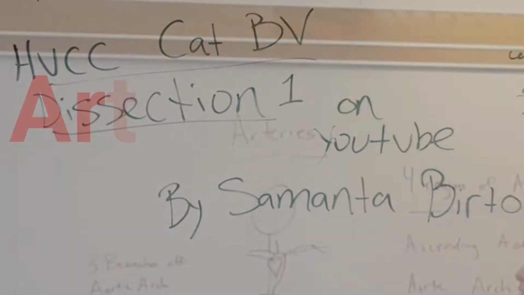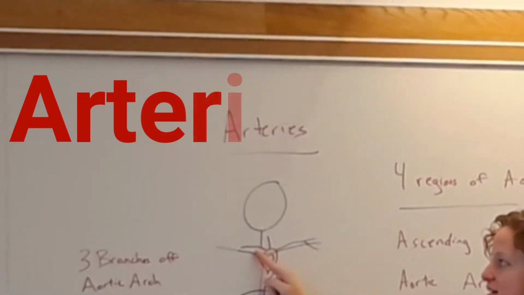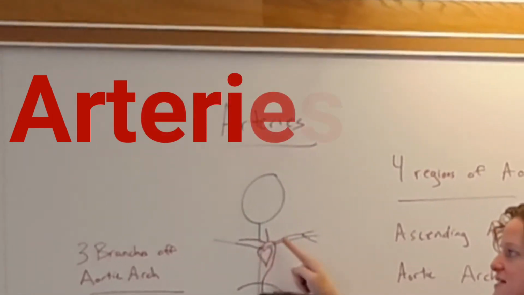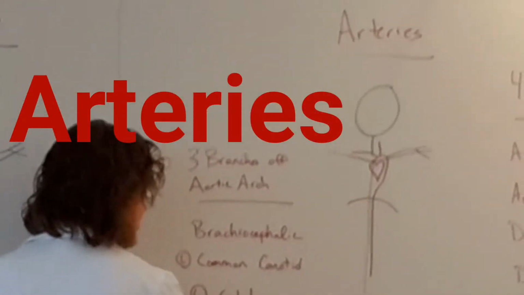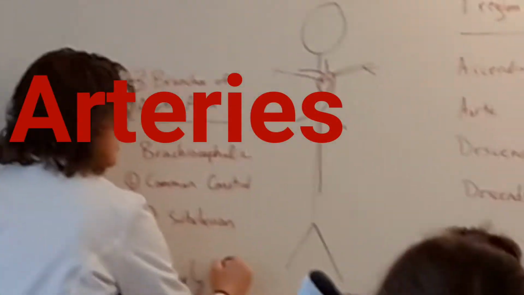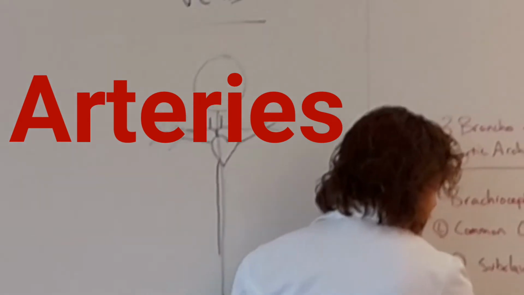Arterial branches coming off the aortic arch: the brachiocephalic, left common carotid, and left subclavian. The cat only has 2 branches off their aortic arch, and you can see this on your handouts.